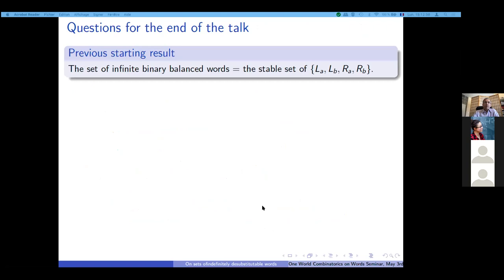So what we have proved until now is that the set of infinite binary balanced words is exactly the stable set of the set of the four substitutions introduced before.